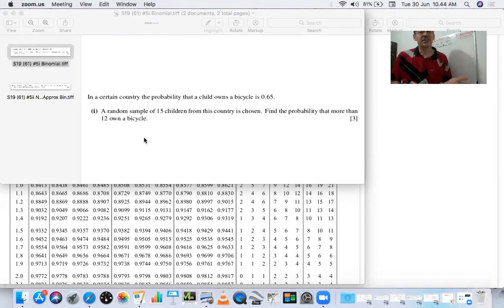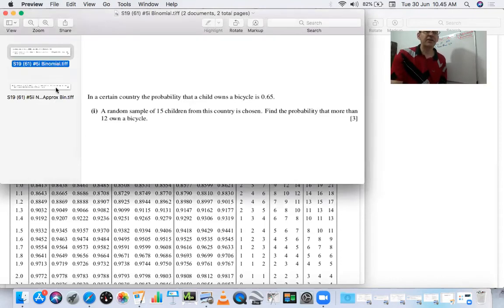If you look at the question, it says find the probability that more than 12 own a bicycle. That means 13, 14, and 15. You only have to do 3 calculations. So part 1 is clearly a binomial distribution. It's discrete with a fixed number of trials, and you only have to do 3 calculations. That's classic binomial.